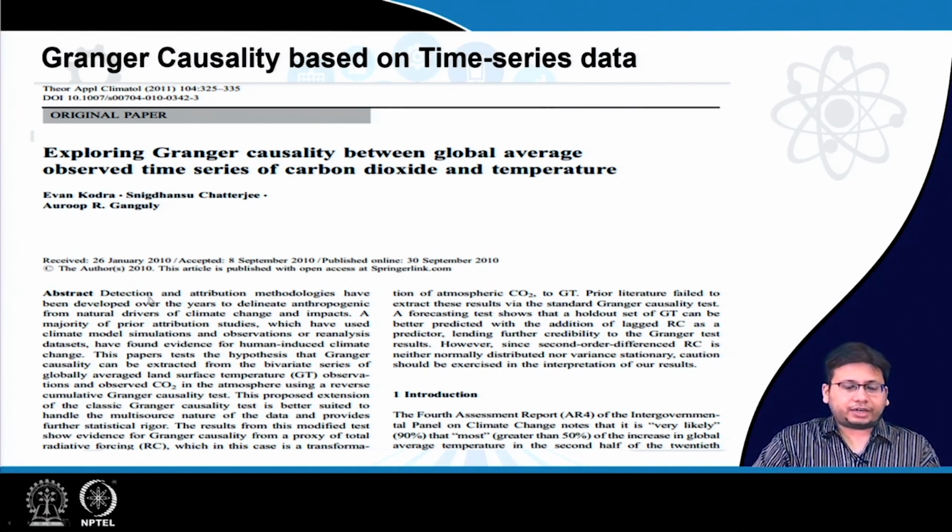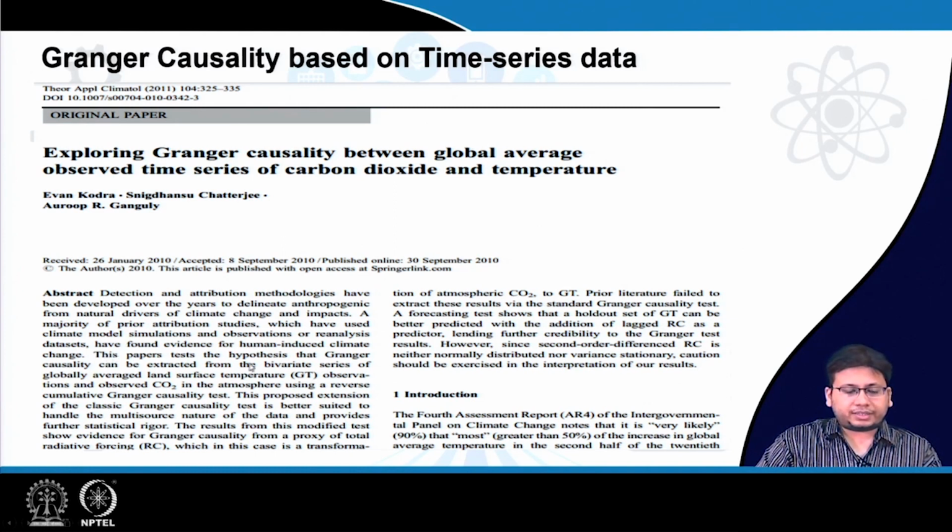The detection and attribution methodologies have been developed over the years to delineate anthropogenic from natural drivers of climate change and impacts. Anthropogenic means the human induced. A majority of prior attribution studies which have used climate model simulations and observations or reanalysis datasets have found evidence for human induced climate change.